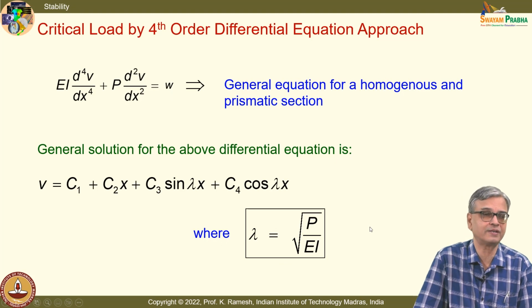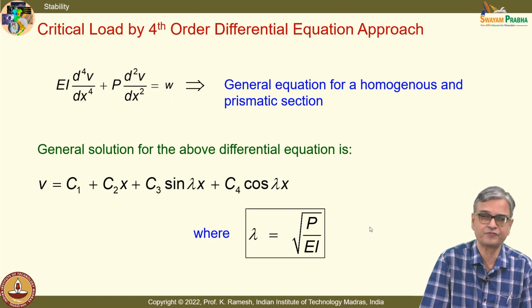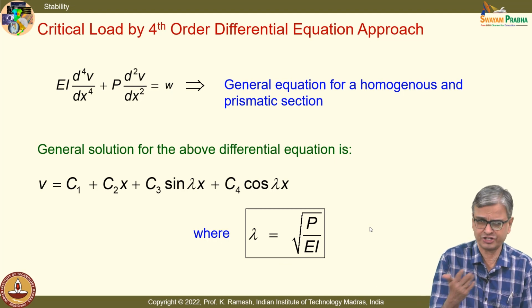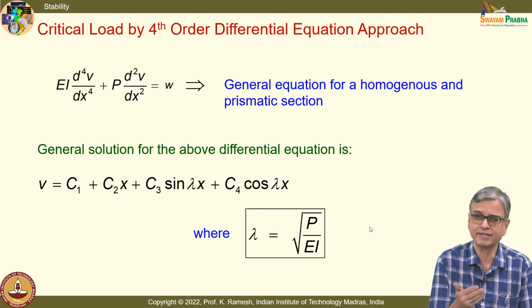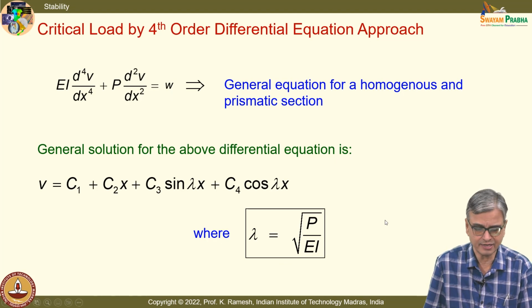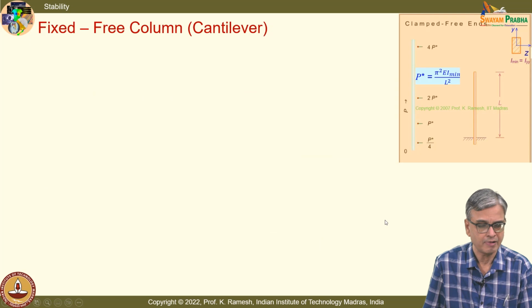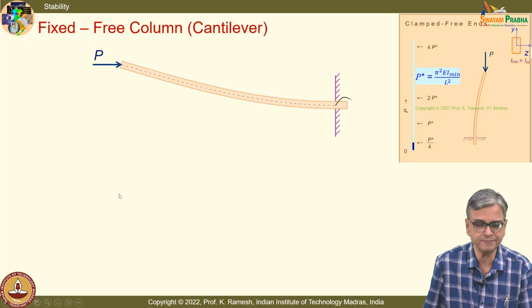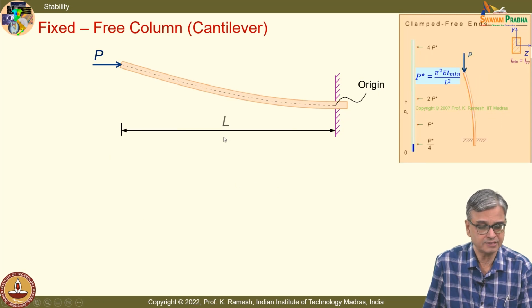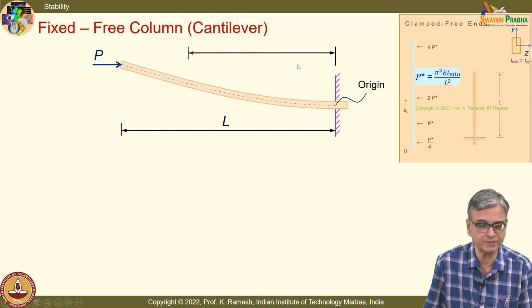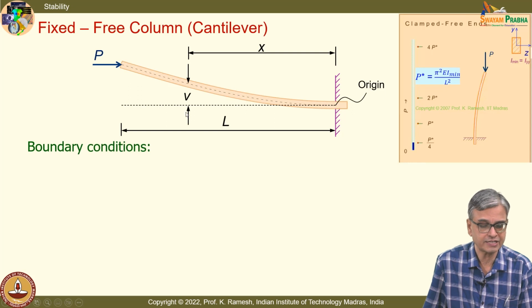So, what we will have to do is analyze the fixed-free column, that is a cantilever, and likewise we can analyze the other cases and evaluate the critical load. I have a fixed-free column. The column is deflected under the action of the load P, and this is the length L. You measure x from this, and you take the deflection as V, and you know the boundary conditions.